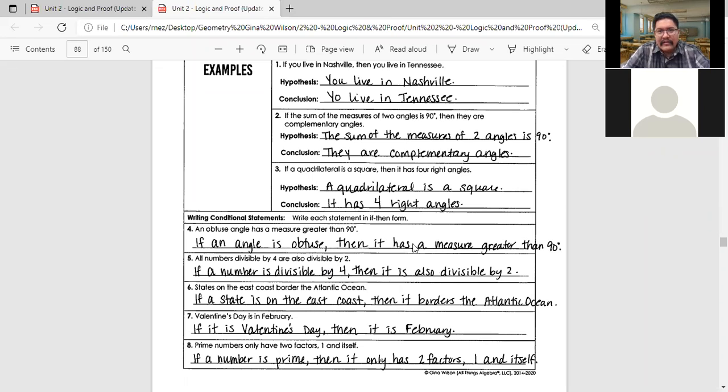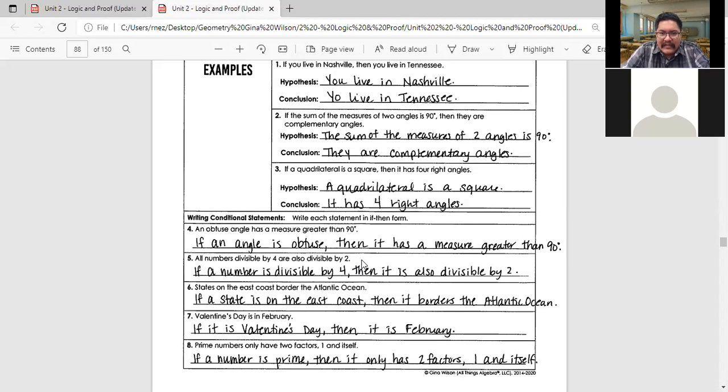Now what you cannot do is reverse it, all right? Actually, in this specific case, I think you can reverse it, and some other ones can be reversed as well. But don't reverse it; just try to keep it in the order they gave it to you. So if it has a measure greater than 90 degrees, then it is obtuse. In this case, those two can switch, and it would still make sense.